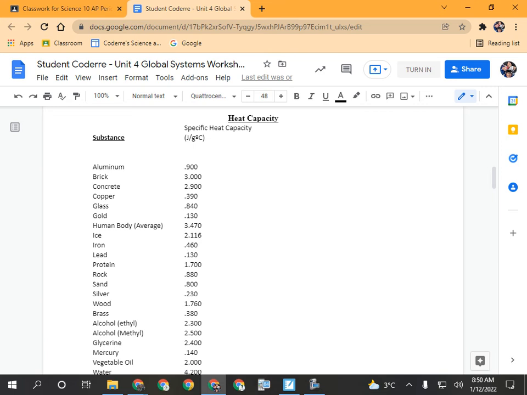Brick, on the other hand, has a heat capacity of 3 joules per gram degree Celsius, which means it takes a lot of energy for brick to change its temperature. It's why even though the sun can shine on the side of the gym over here all day long, you can go over there and lean on it, put your hand on it, and it won't burn. If it was made of something else with a lower heat capacity, it would change its temperature a lot, and when you put your hand on it, it would be very, very hot.